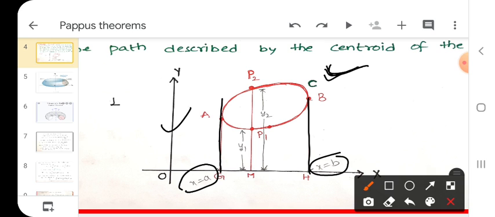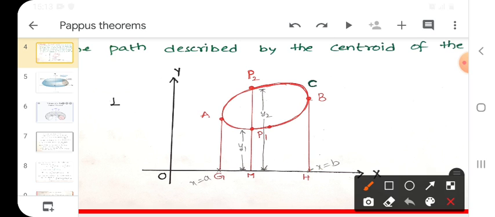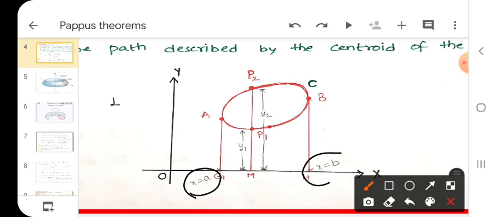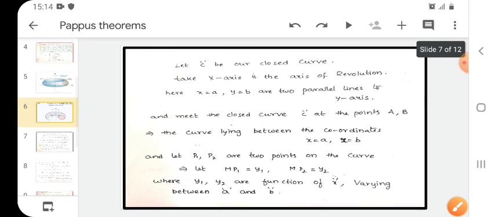These two lines are parallel to the y-axis, and this curve lies between these two parallel lines, x equals A and x equals B. So we take these as the limit points. Next, I take 2 points P1 and P2 on the curve, and the distances MP1 equals Y1 and MP2 equals Y2, where Y1, Y2 are also functions of x, lying between the points A and B. First we write about all this graph.